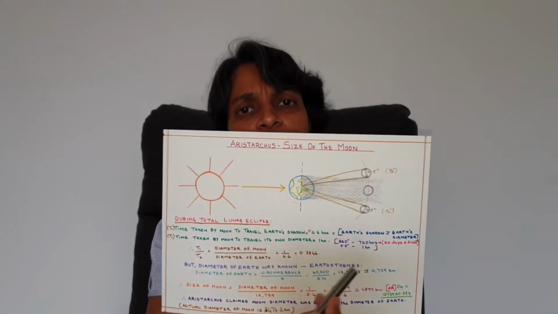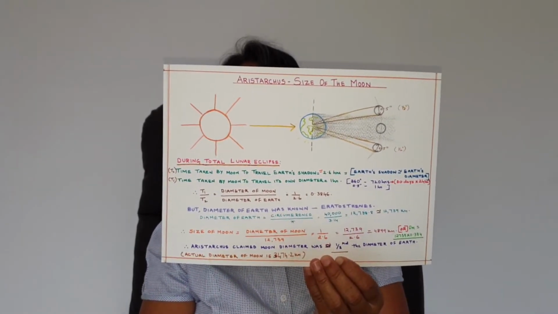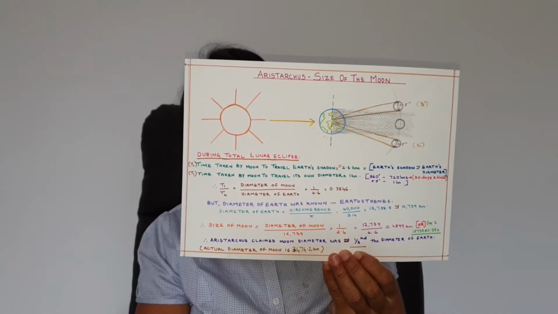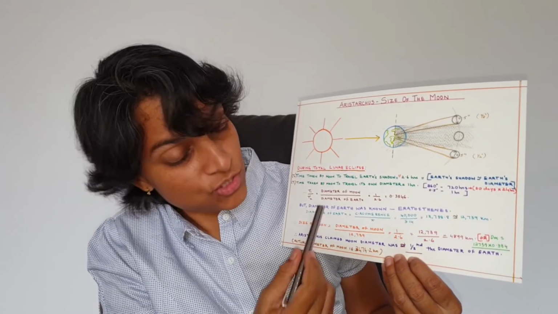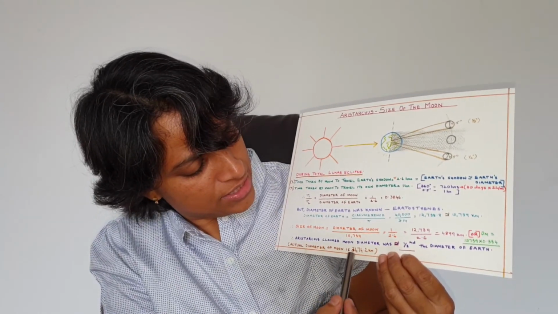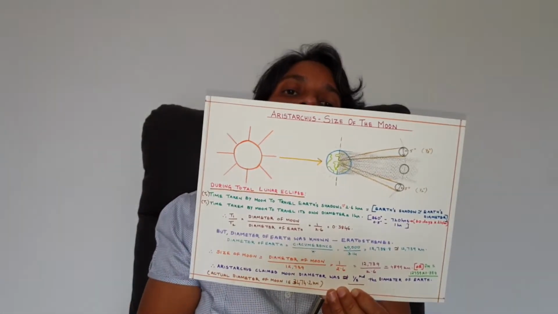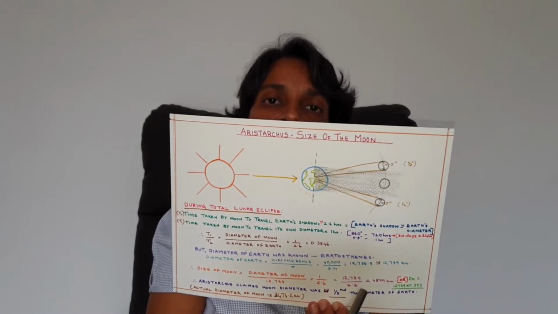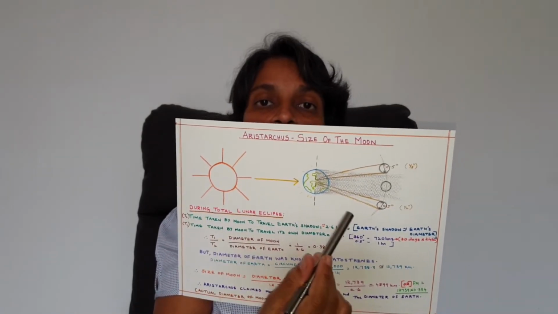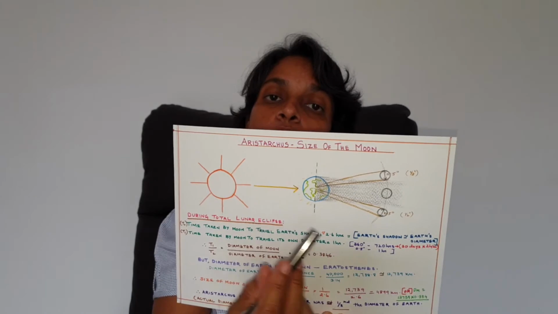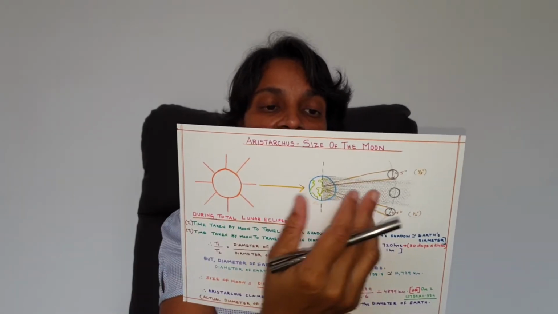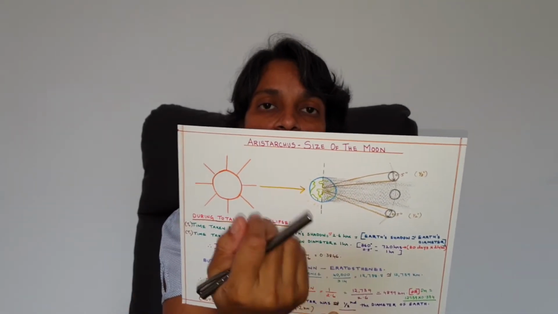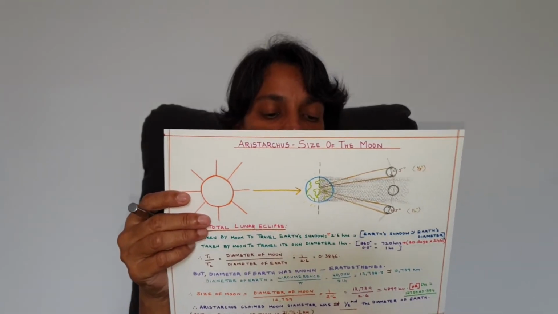Of course, this value is way off again. The actual diameter of the moon is 3474.2 kilometers. This was again way off, but this is the logic that is applicable to all kinds of measurement when it comes to the size of the moon.